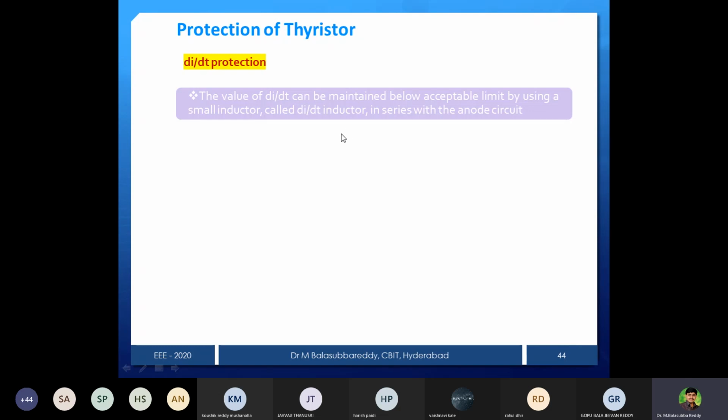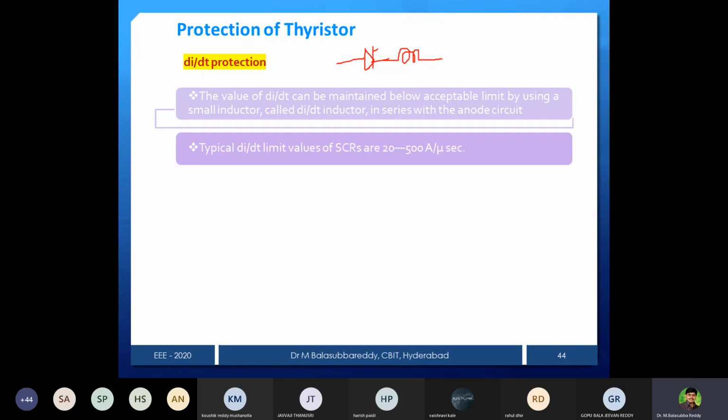We need to connect it in series with the anode. Because it is in series, the current is the same wherever you connect it, in series with the device. That will limit the di/dt, so the rate of change of current can be minimized by using an inductor. Typically the di/dt value will be 20 to 500 ampere per microsecond. So this is the limit.